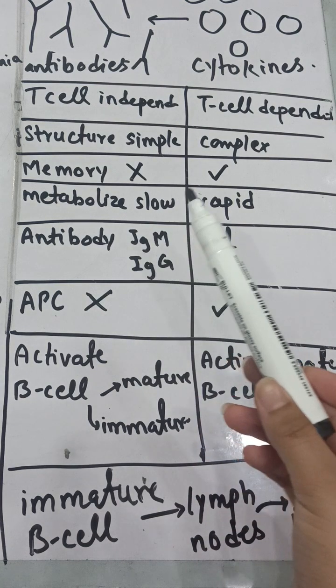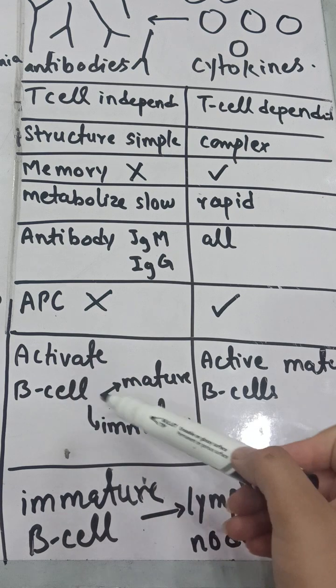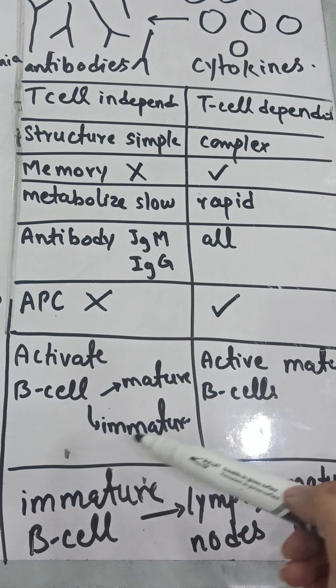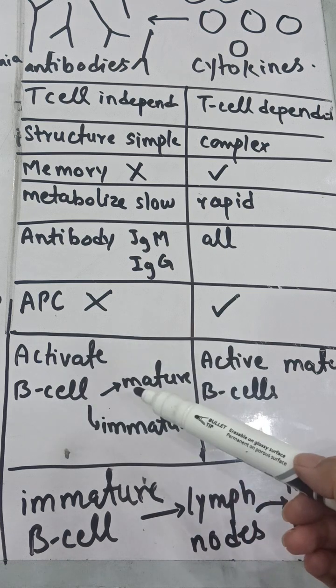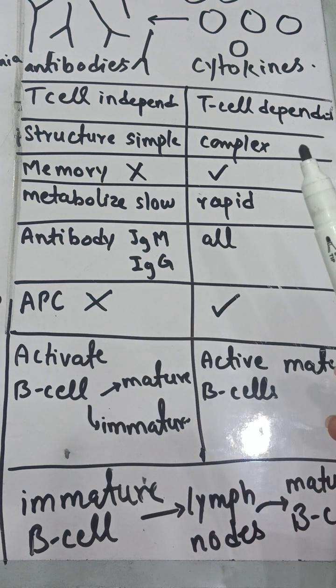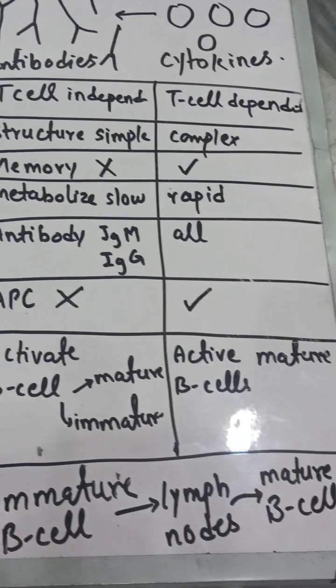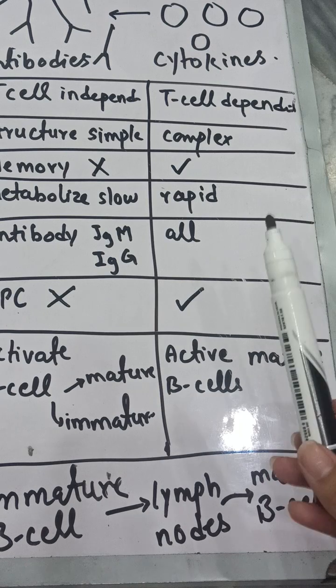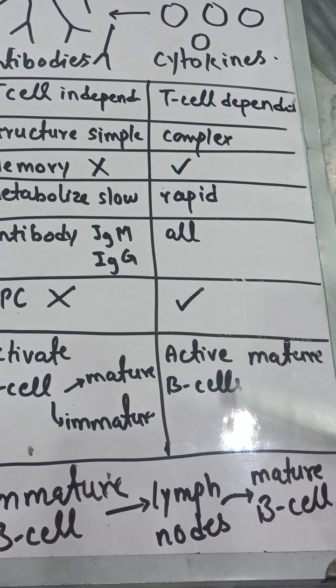But in the case of independent antigen, it will activate the B cells whether they are immature or mature, and then it will cause the production of antibodies. But in the case of dependent antigen, only mature B cells are activated. Only these mature B cells which came out from the lymph node can attack the antigen which is the T cell dependent antigen. Okay, so this was the difference between them.